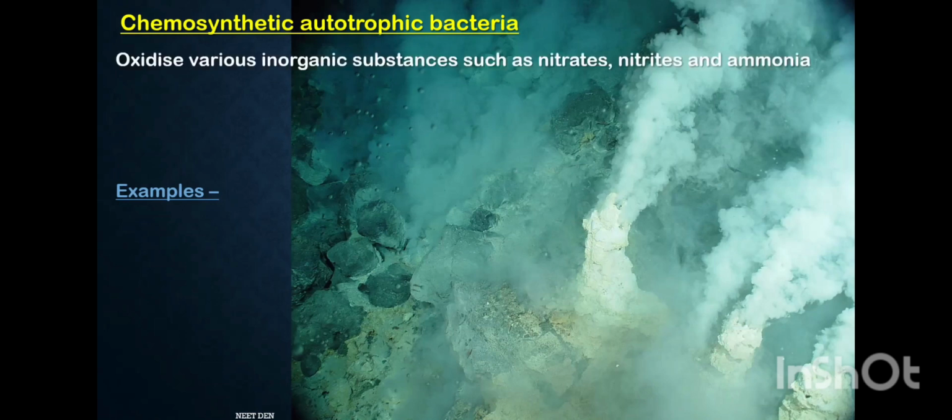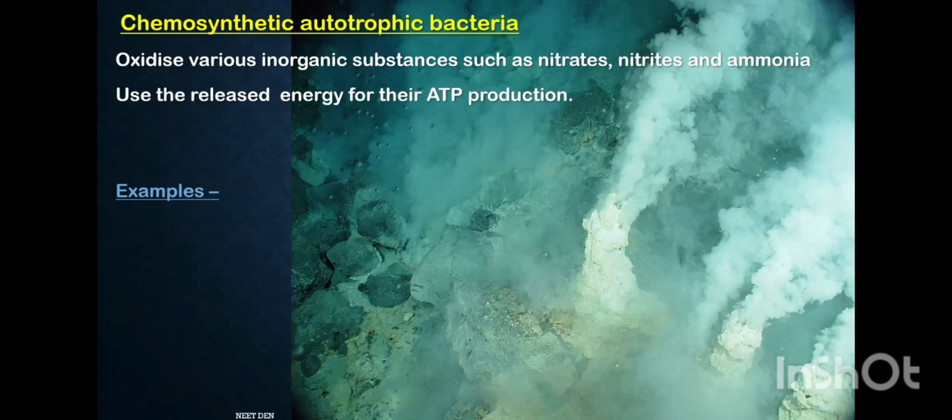So what do these chemosynthetic autotrophs do? They oxidize various inorganic substances such as nitrates, nitrites, and ammonia, and many other substances which are present in their habitats and generate energy or ATP by this particular process which they utilize.